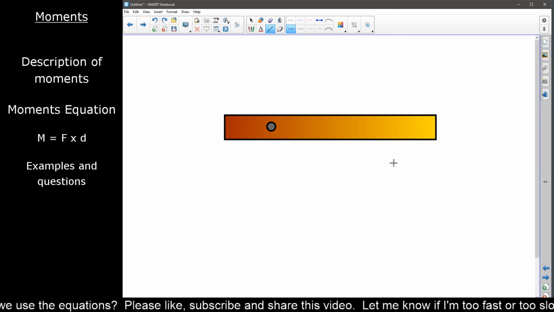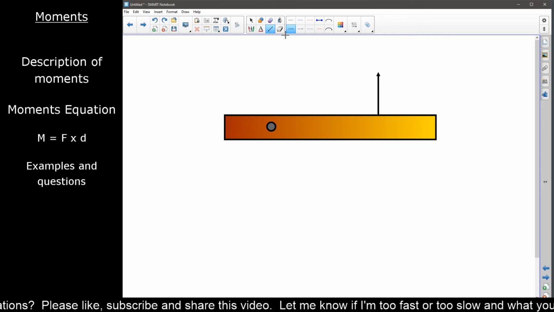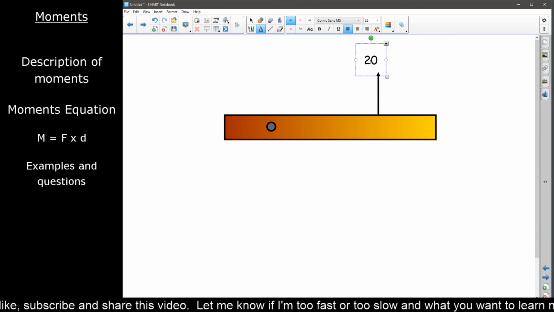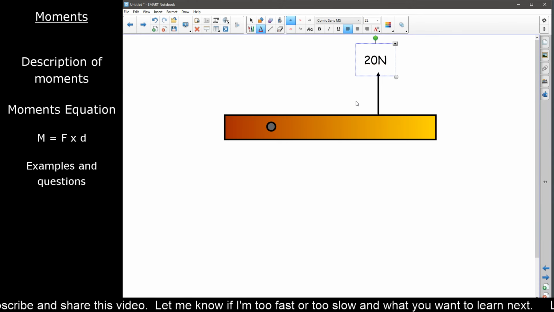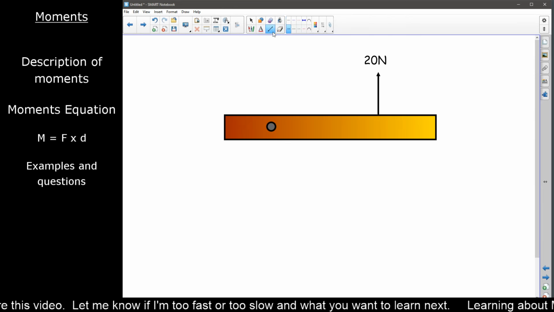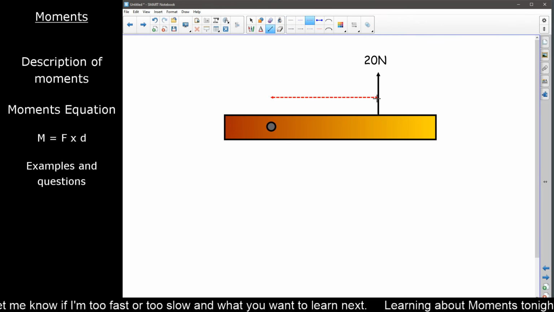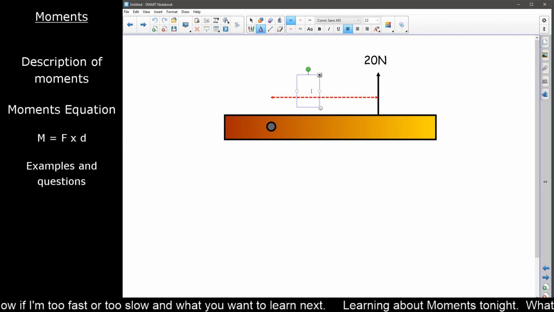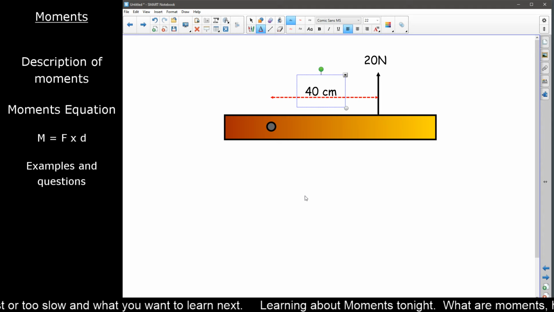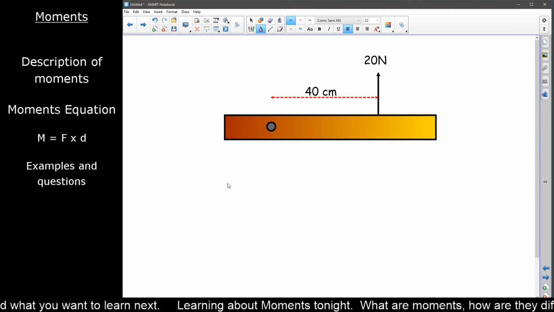Now what we're going to do is apply a force to this. So pull this thing upwards like that. Let's put in a force of 20 newtons going upwards, and let's give you a little distance going across here of 40 centimeters. So that's what we're after. 20 newtons, 40 centimeters. So what we're being asked to do here is to calculate the moment.